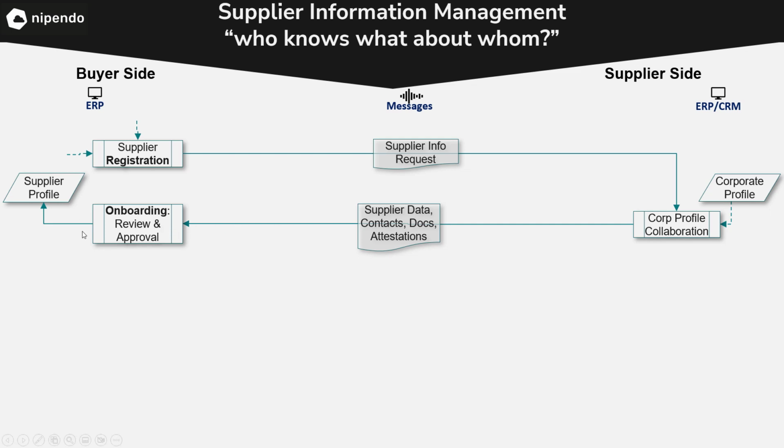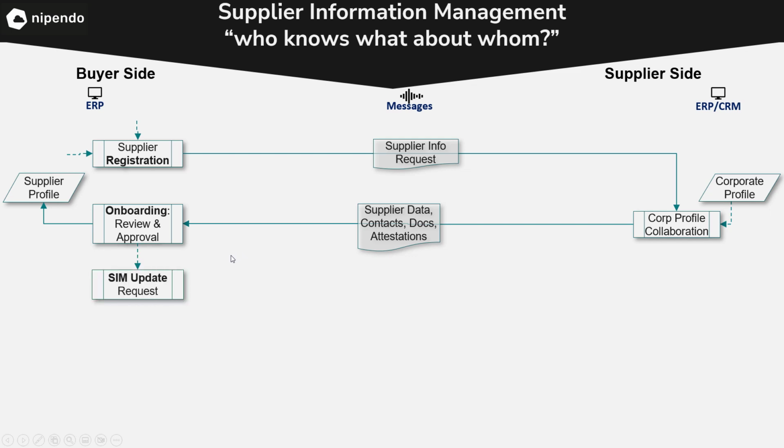And that goes through a process called the onboarding process on the buyer side, basically making sure that supplier has ticked all the boxes and done all the right things, reviewing that, getting different people to approve it for different reasons, and then updating the supplier profile with that information so that they can do business with them. All right, so that's basic stuff.